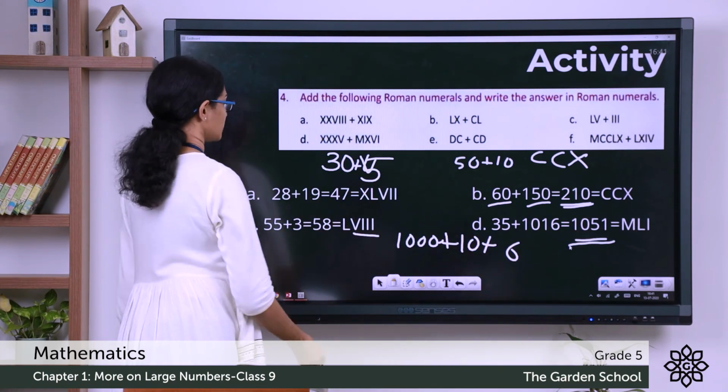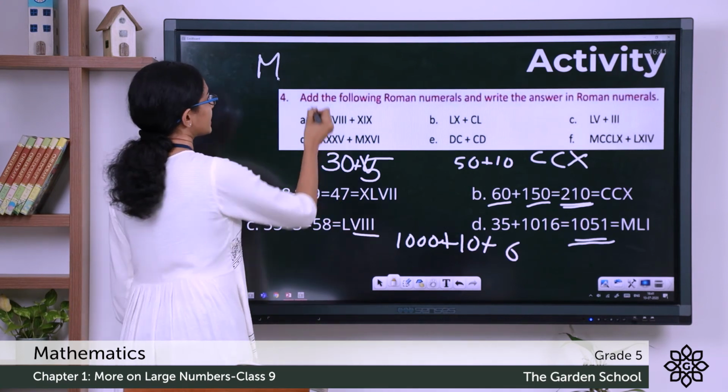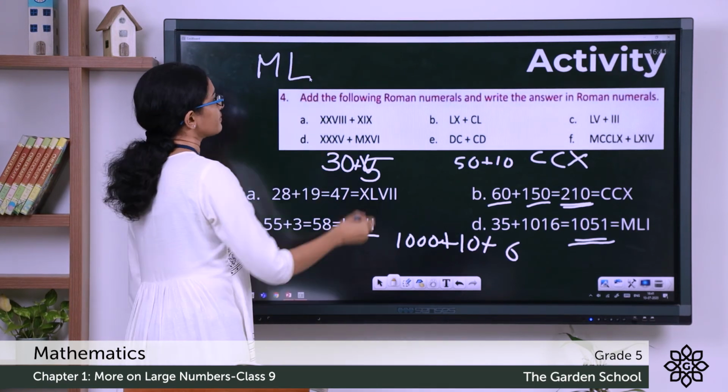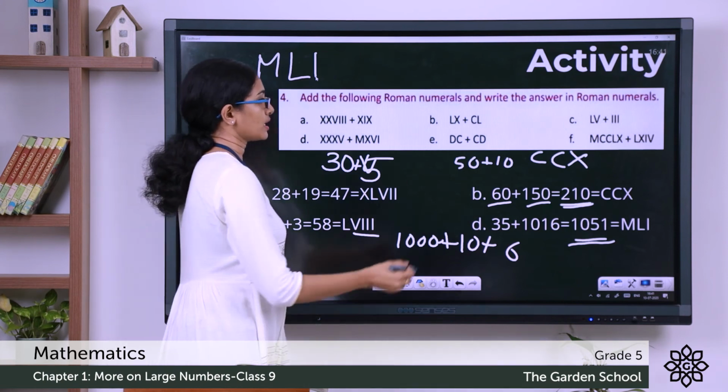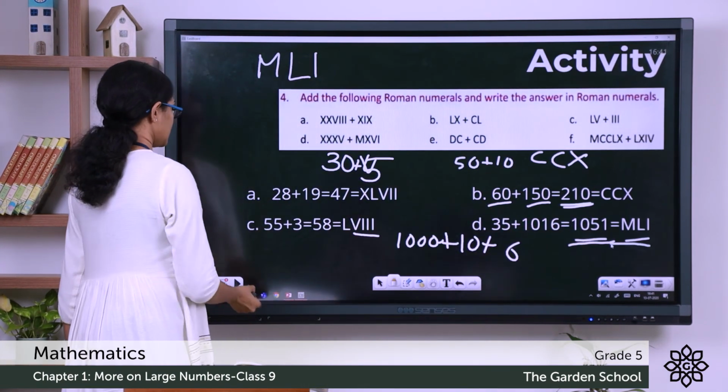How do you write 1051? 1000 is M, 50 is L, and for 1 we have I. So the answer to this question is MLI. Let's see the next question.